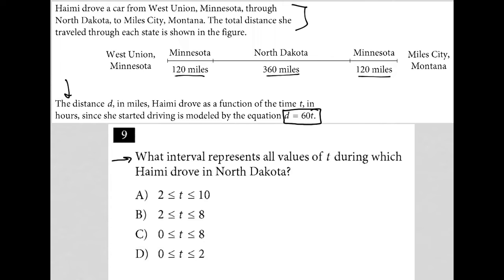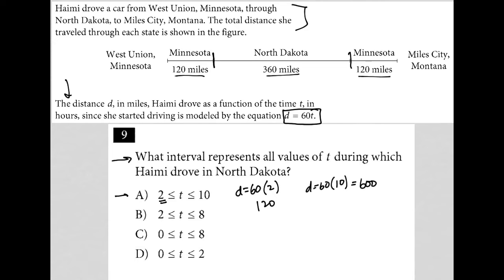All right, so North Dakota was 360 miles. All values of t. Well, t is the time in hours. So let's just try these answer choices. If t were 2, that would mean that d would equal 60 times 2, which is 120. And then if t were 10, that would be d equals 60 times 10, which is 600. So is that an interval that represents all values of t during which Haimi drove in North Dakota?